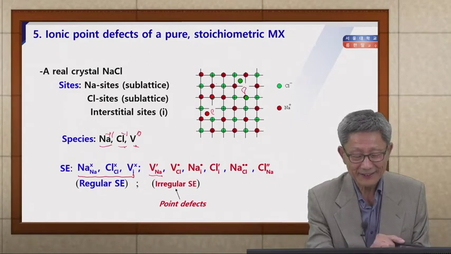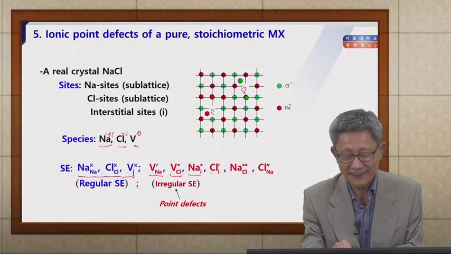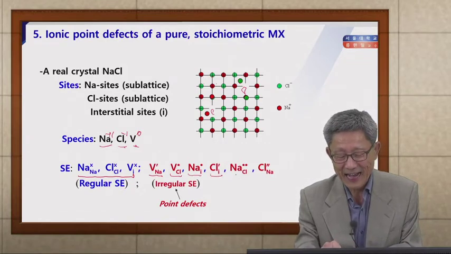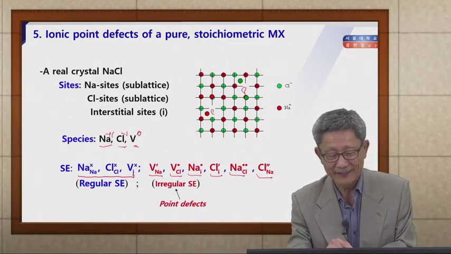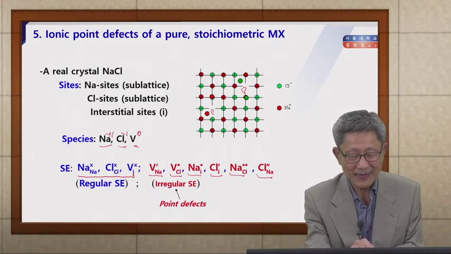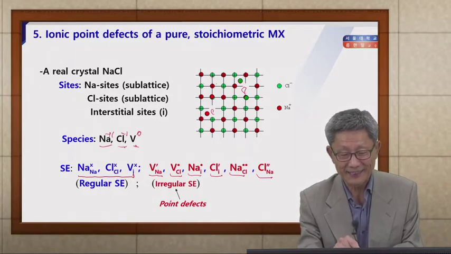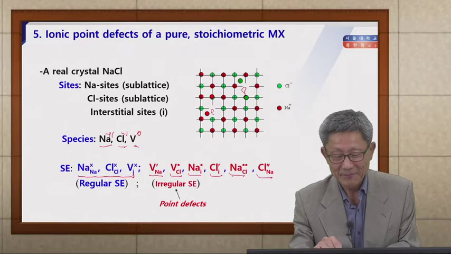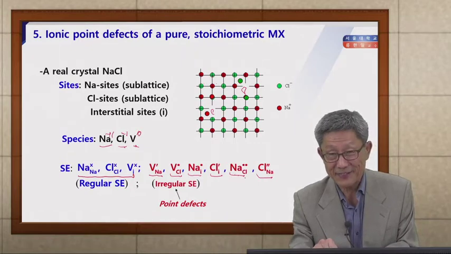Missing cation, effectively negatively charged. Missing anion, interstitial sodium ion, interstitial chlorine ion. Now, misplaced cation, misplaced anion. Now you can understand why these species have just a single prime or single dot. It's clear, right? But here, misplaced cation, namely sodium on a chlorine site.